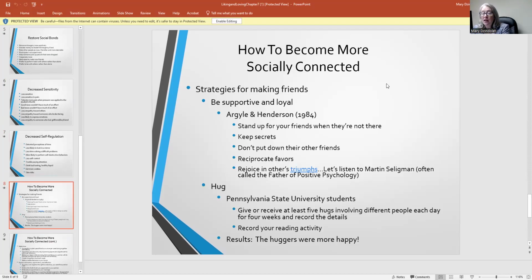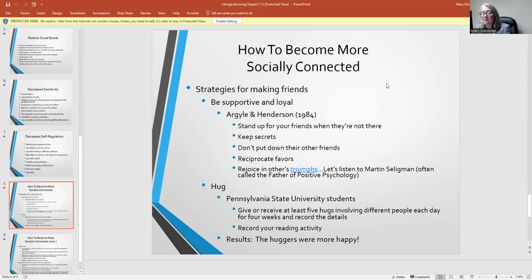Be supportive and loyal. Some research by Argyle and Henderson. It's really old, but it's good. Stand up for your friends when they're not there. Keep secrets. Don't put down their other friends. Reciprocate favors. If they help you, you help them.